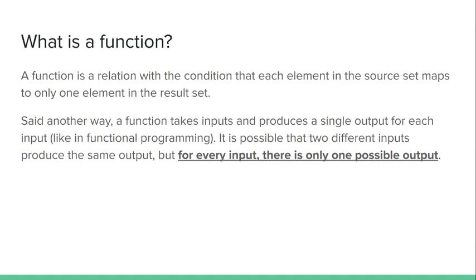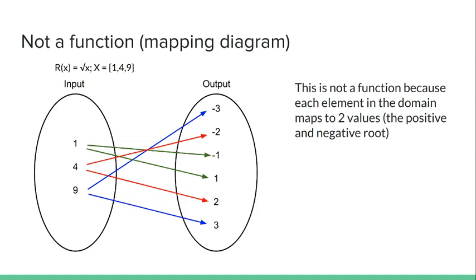Now, it is possible that two different inputs produce the same output. That could still be a function, but what has to be true is that for any input, we only get one possible output. So let's look at some different ways that we can understand this requirement of functions. One way of determining if a relation is a function or not is using a mapping diagram. In this example, we have a relation that's defined as the square root of x.